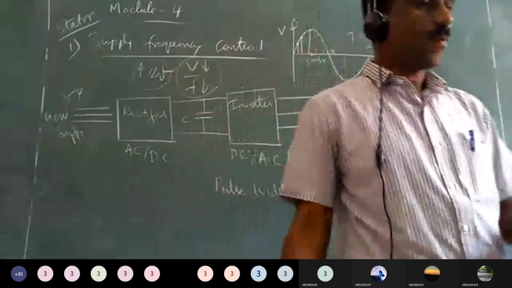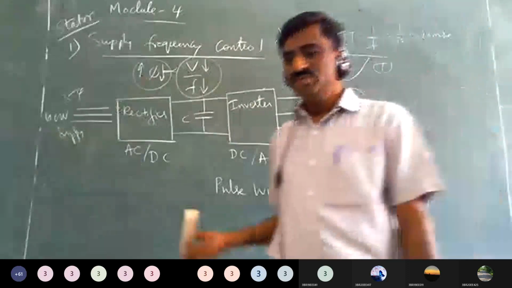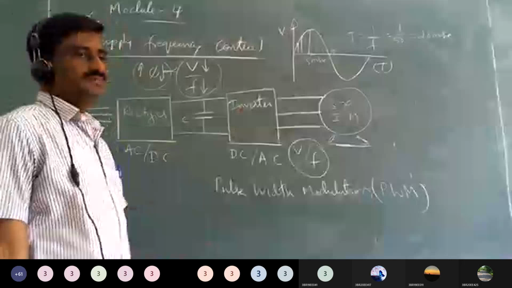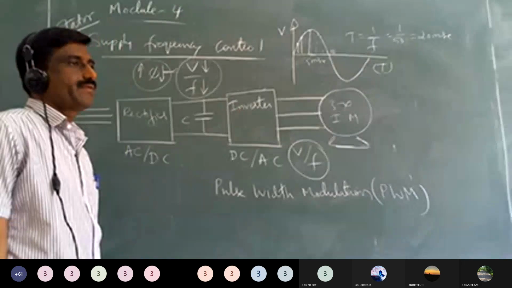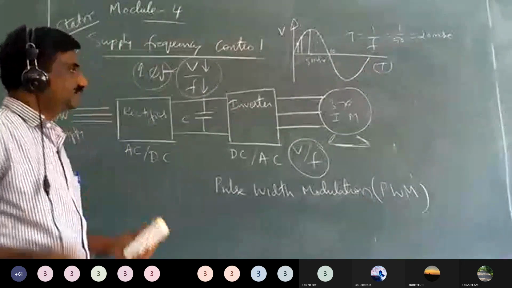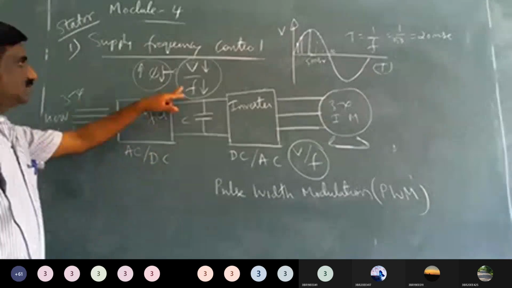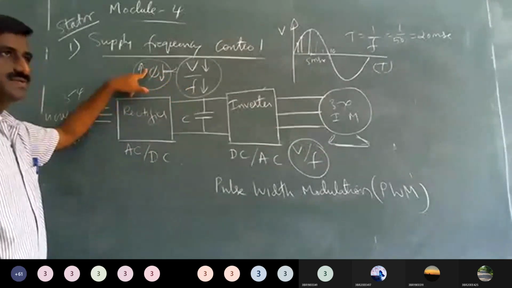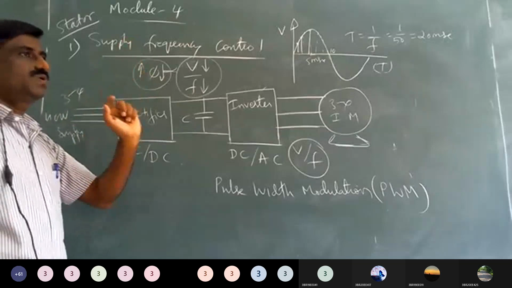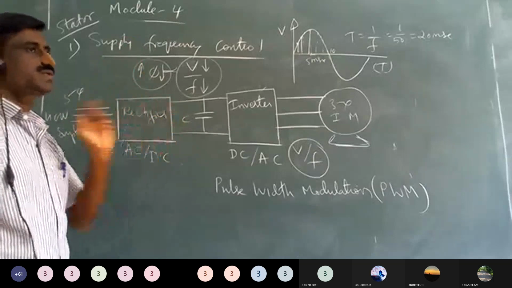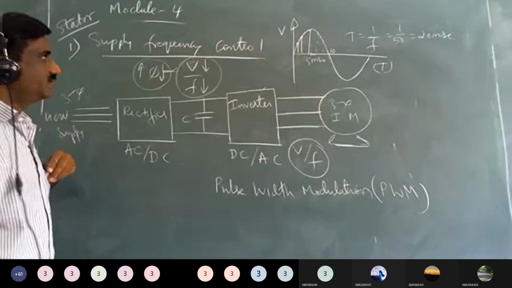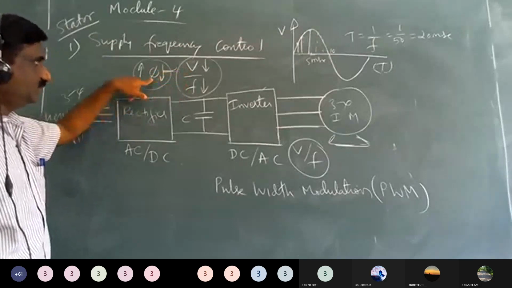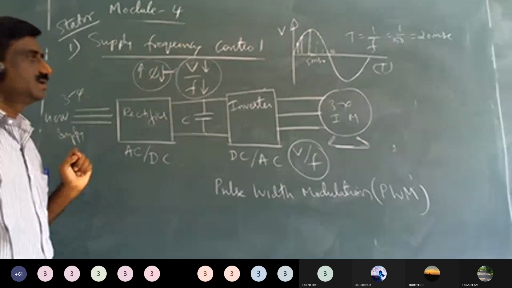Any doubts in this? This is the first one, supply frequency control. Any doubts in this method? This we have to clearly understand. If we decrease the frequency, flux will increase. When the flux increases, the magnetic core gets saturated, the stator and rotor core get saturated. Then what you have to do is decrease the supply voltage also. This ratio is maintained constant.